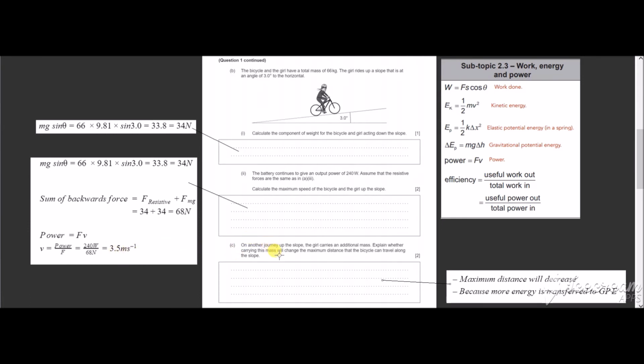As for part 3, on another journey up the slope, the girl carries an additional mass. Explain whether carrying this mass will change the maximum distance that the bicycle can travel along the slope. So for this, the maximum distance will decrease because more energy is being transferred to the gravitational potential energy of the girl. So these are 2 points you need to write for this answer.